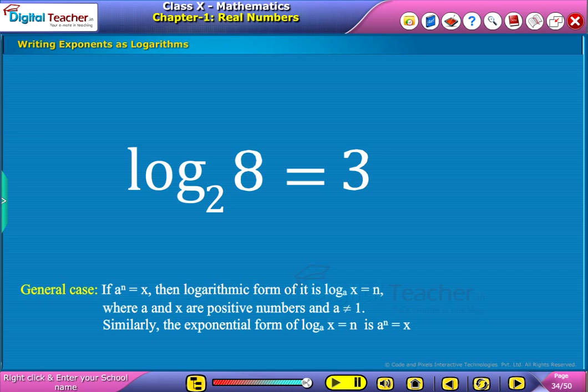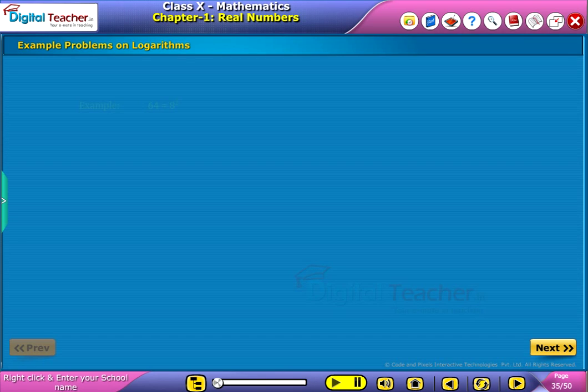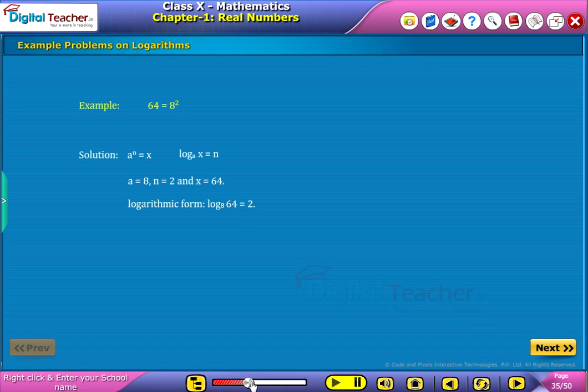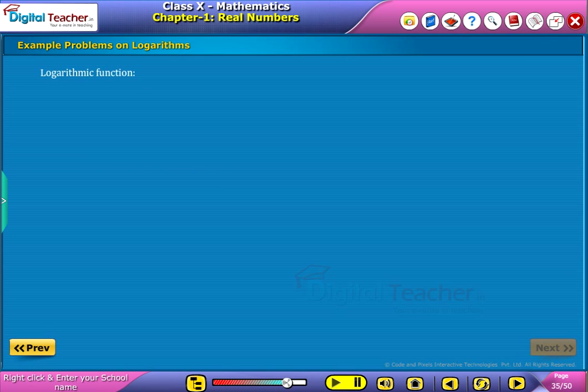Now, let us solve a sample problem on logarithms. Write the logarithm form of 64 is equal. Let us solve a sample problem on logarithms. Determine the value of y in log 2 to the base 8 is equal to y. Solution. The exponential form of above logarithmic function is as shown on the screen.